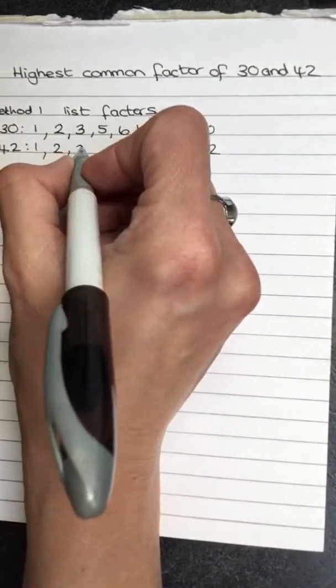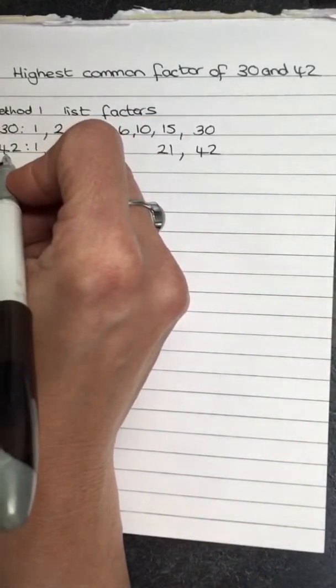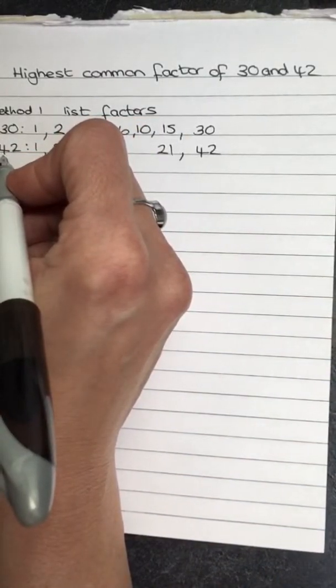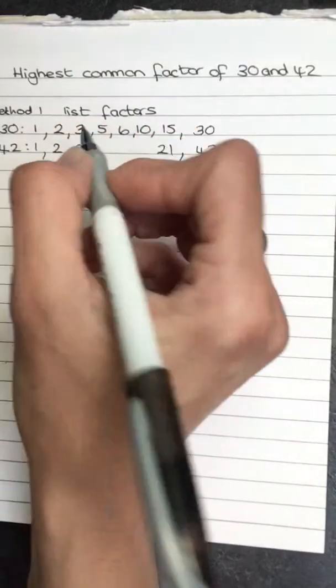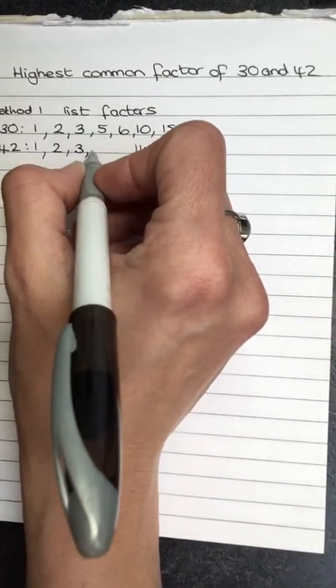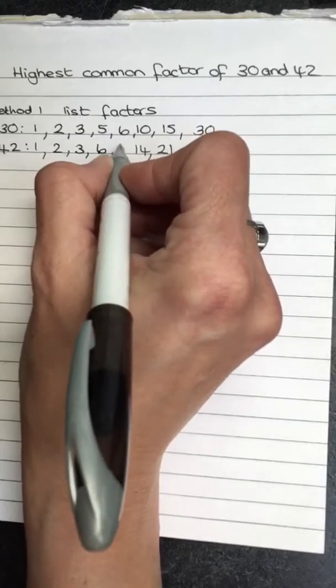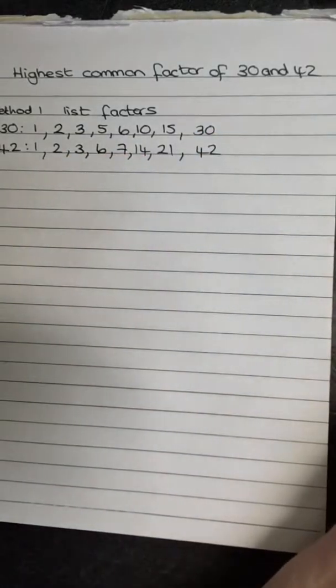3 can be divided into 42, because if you add 4 and 2 together you get 6, and then you can divide 3 into 6, so therefore 3 is a factor. And that pairs with 14, and then we just have 2 more, which are 6 and 7.